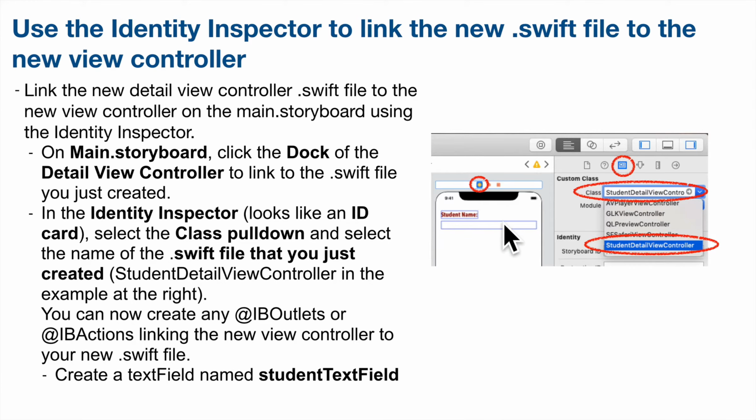So now that we have an identity set up for our new view controller, we're able to go ahead and create any IB outlets or IB actions. So let's create a text field on this view controller, and we'll call it student text field. We'll also put student name up here, but it'll just be static. We don't need to create an IB outlet because we're not going to change the student name. So a label and a text field.